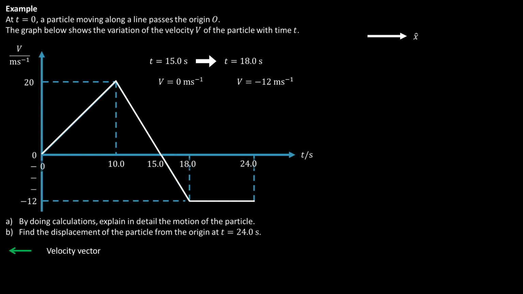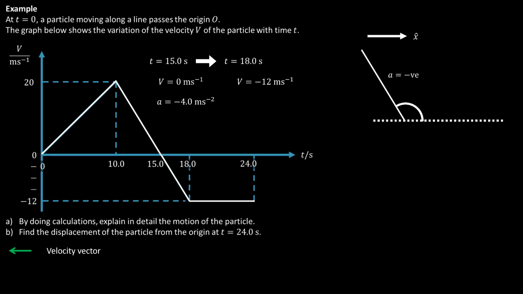The acceleration over the time interval t equals to 15.0 second to t equals to 18.0 second is negative, because this is a negative gradient line. And if we calculate the gradient, we obtain the acceleration over this time interval as minus 4.0 meter per second squared. And this is simply telling us that the acceleration is 4.0 meter per second squared, and it points to the left.